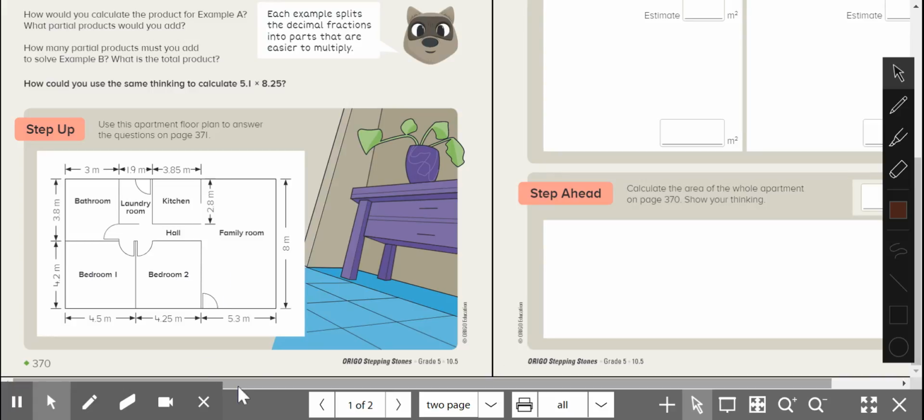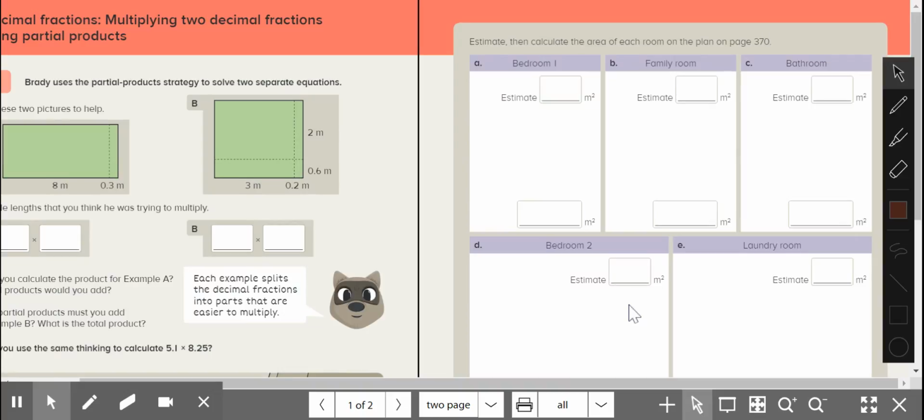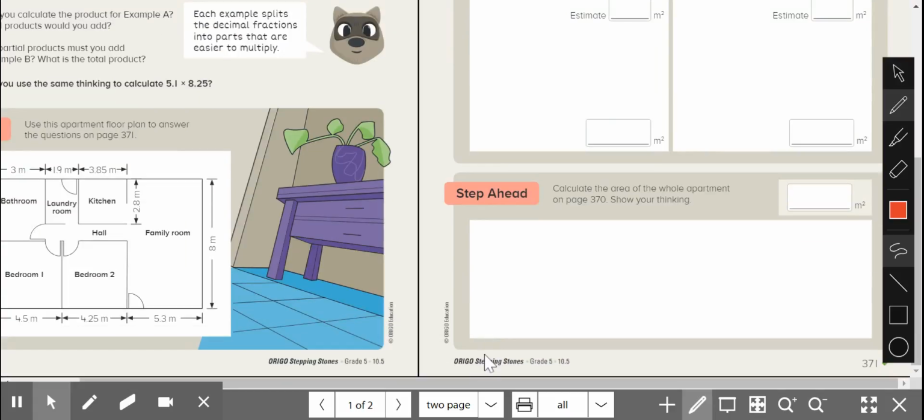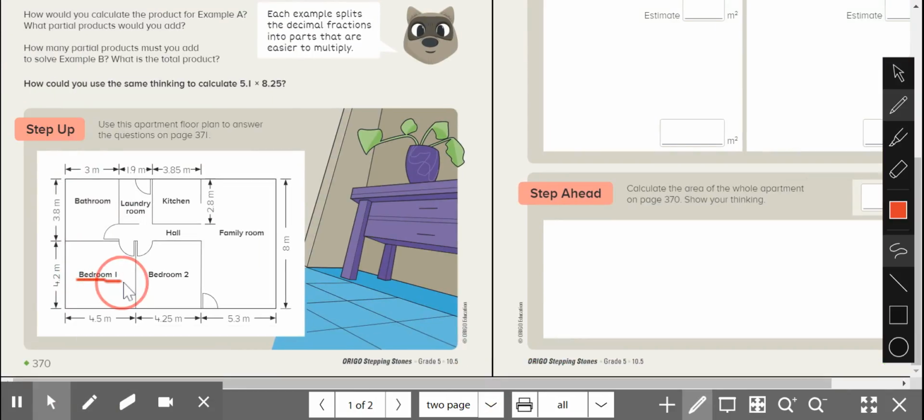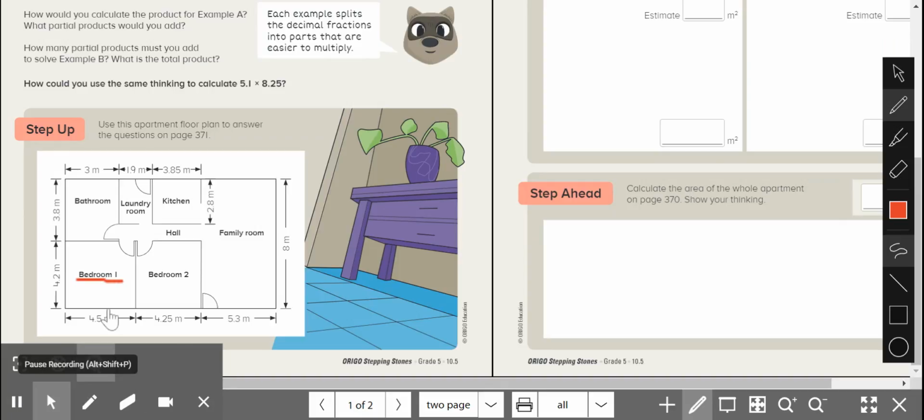Now, when we look over at the next page, we'll be able to see some rooms that we'll need to find the square footage of: bedroom 1, family room, bathroom, bedroom 2, and laundry. So what I want to do first is take a look at bedroom number 1. Bedroom number 1 is this one right here. As far as I can tell, this looks like it has every single bit of information that we could possibly need.